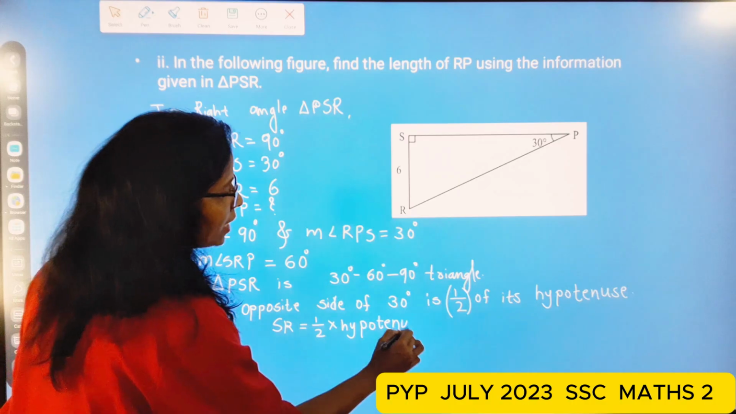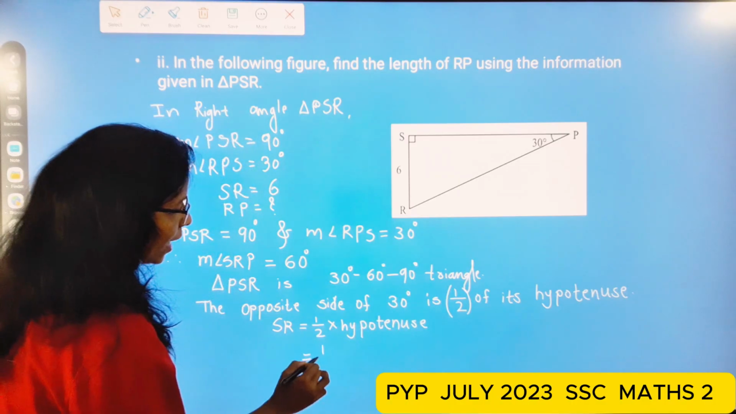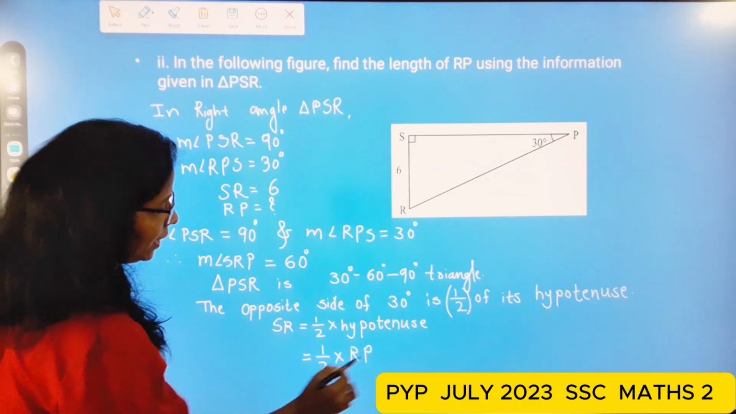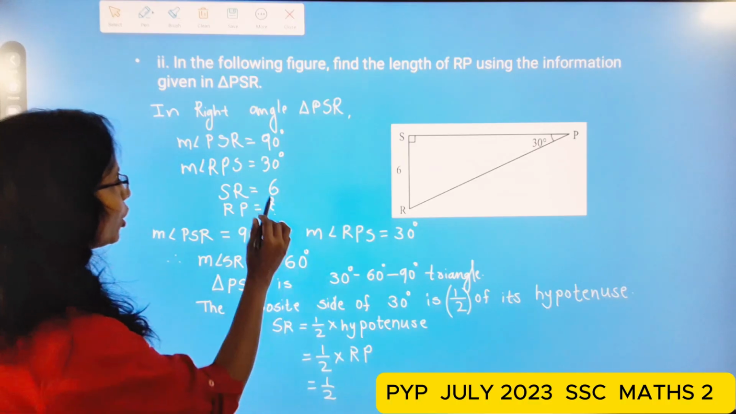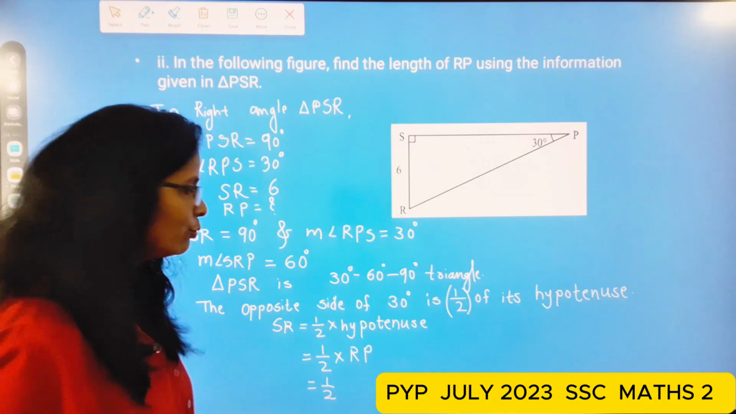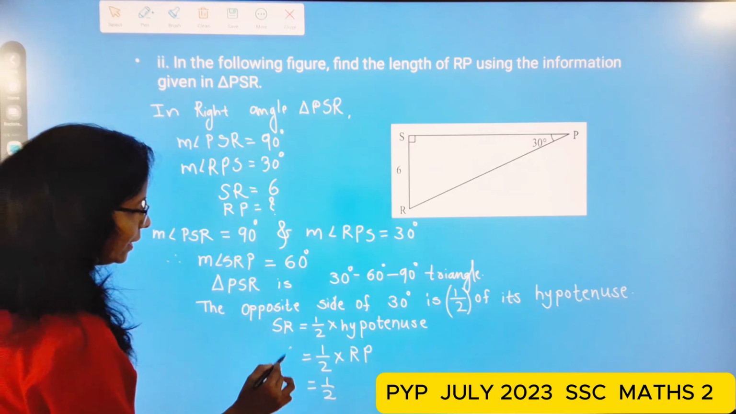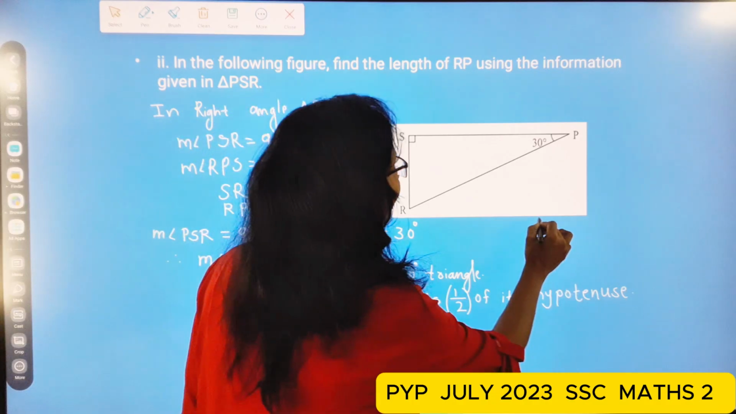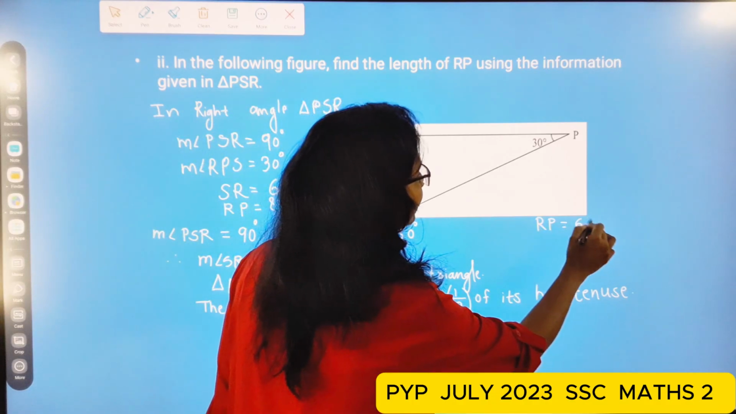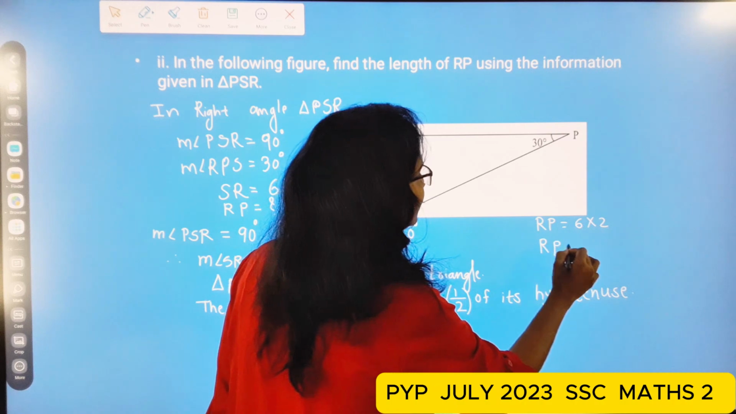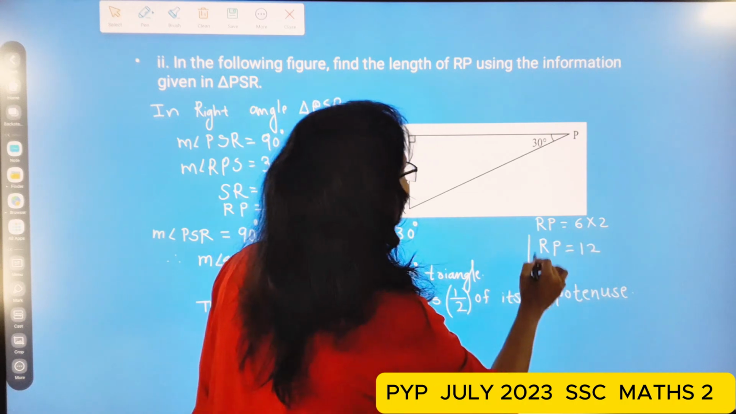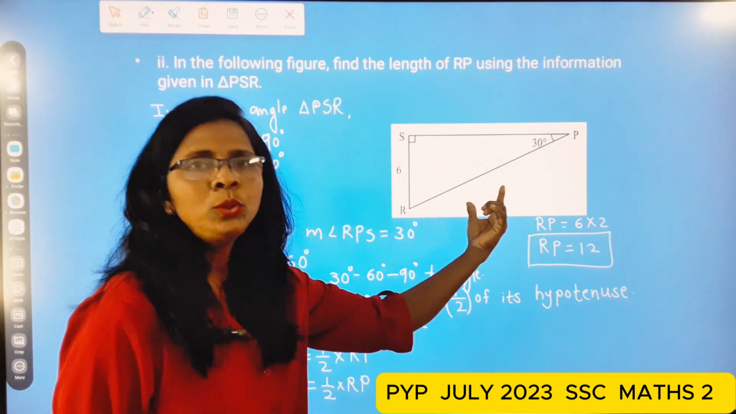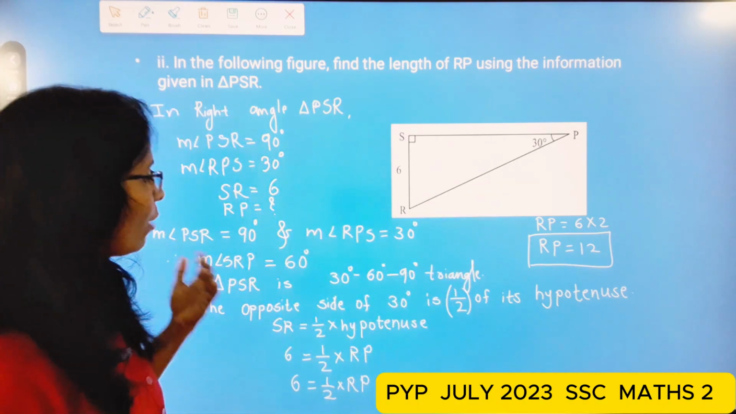Now what is the hypotenuse here, students? The hypotenuse is RP. The measure of RP is not given, we have to calculate it, but SR is given, that is 6. So here RP is equal to 6 multiplied by 2. That means RP is equal to 12. Okay students, in such a way we can find out the hypotenuse. Now next example.